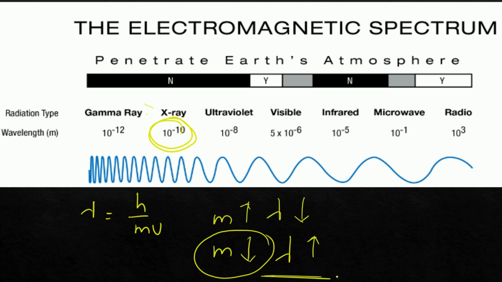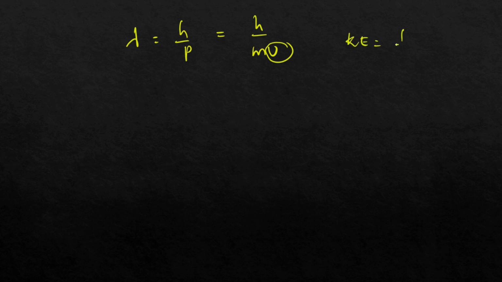Till now, we have derived de Broglie wavelength like lambda is equal to h by p, or lambda is equal to h by mv. Now change this velocity term into kinetic energy. We know KE is equal to half mv square.